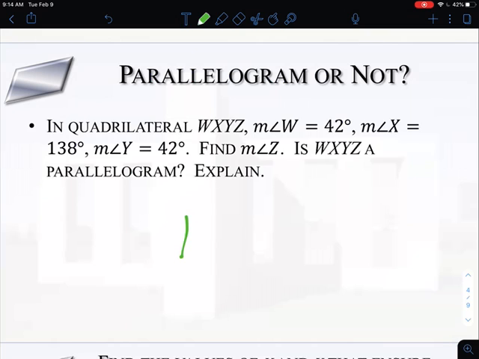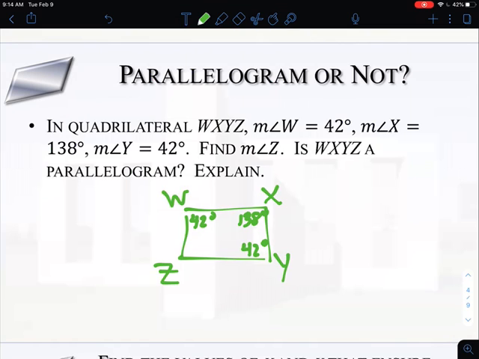Another one, if they give us a description. So it says in quadrilateral WXYZ. So first of all, just draw a quadrilateral WXYZ. So just go around the figure. And it doesn't matter how you draw it, because you don't have to draw it to scale, just draw a quadrilateral. It says the measure of angle W is 42. The measure of angle X is 138.